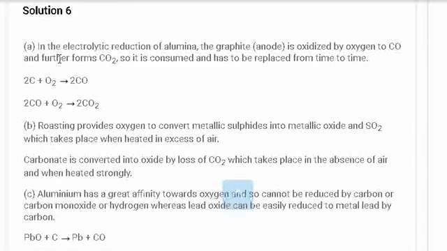Solution: in the electrolytic reduction of aluminum, the graphite anode is oxidized by oxygen to CO, carbon monoxide, and further forms CO2, so it is consumed and has to be replaced from time to time. 2C plus O2 gives 2CO, 2CO plus O2 gives 2CO2.